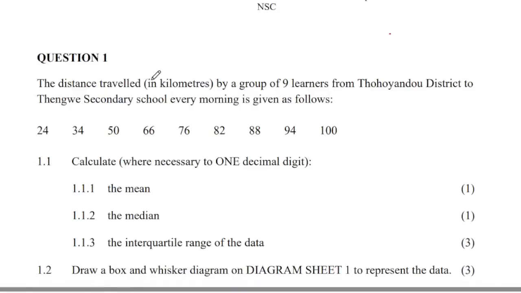Okay, look at question 1, which is talking about the distance traveled in kilometers by a group of how many learners? 9 learners. This kind of question is univariate, because it's just talking about one type of data, which is just the kilometers. There's nothing to do with a relationship. So the mean, which is the x bar, you use the calculator and get that. It's just a 1 mark question.